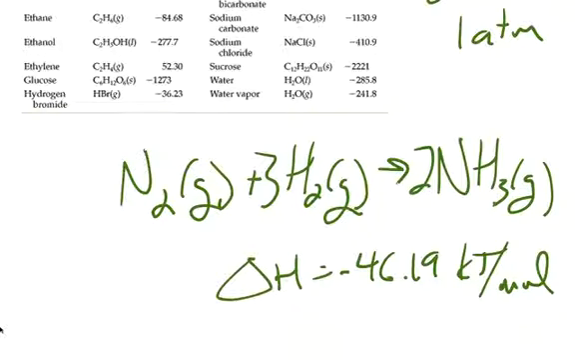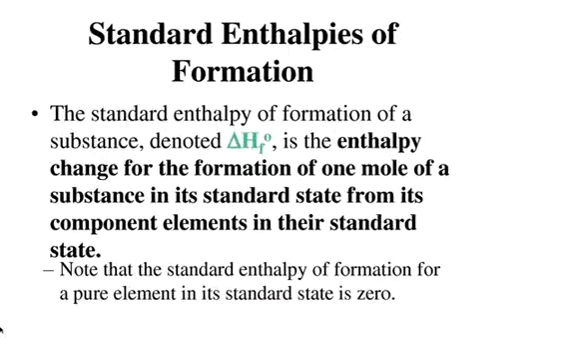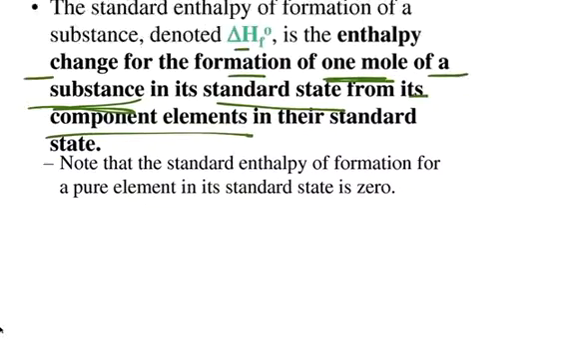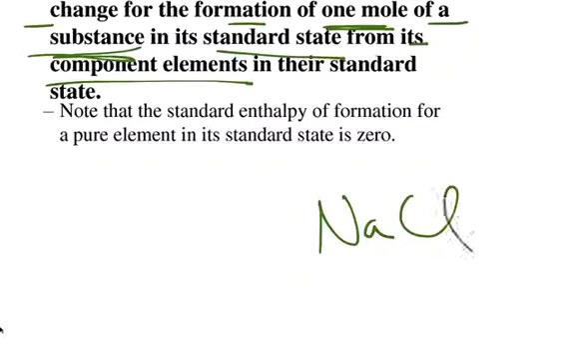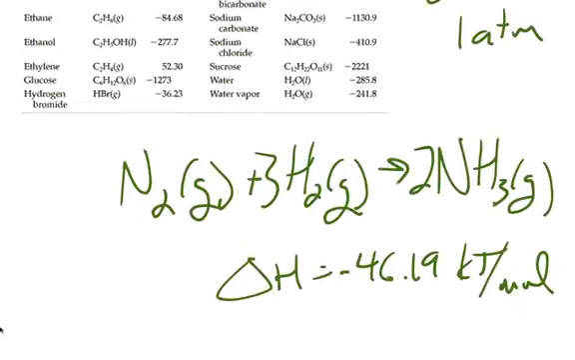So it's forming that compound from its constituent elements at standard conditions. Or, this is maybe a better definition, the standard enthalpy of formation, again denoted by the symbol, is the enthalpy change for the formation of 1 mole of a substance in its standard state from its component elements in their standard state. And again, that means at room temperature, if hydrogen is a gas, then it's forming it from hydrogen gas. If, say, we're making sodium chloride, and we want to write the equation for the enthalpy of formation of sodium chloride, well, sodium is a metal, it would be a solid. Chlorine is a gas.